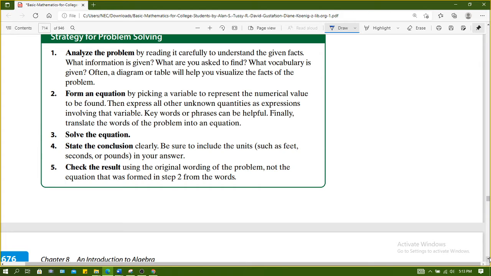your answer. Okay, so the steps are analyze the problem, form an equation, solve the equation, state the conclusion, and check the result. Take note, number 3, solve the equation. When you solve the equation, it's not the end of the world. I mean, it's not the final step in the problem solving process. You need to state the conclusion clearly for the next step and check if the result is really the solution.